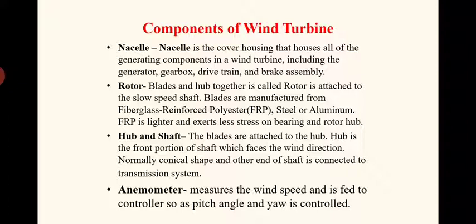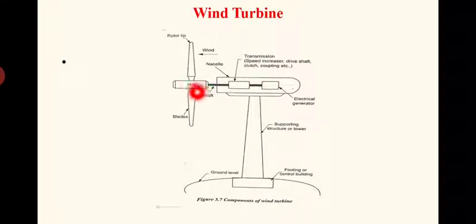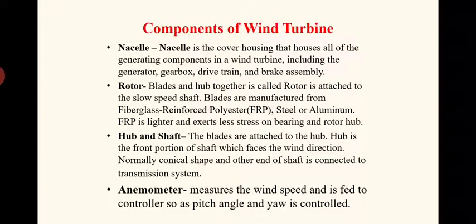Now next is hub and shaft. You can see it from here. This is the hub, and to the hub the shaft is connected. Based on the rotation of these blades, the hub also will be rotating. That rotary motion is finally transmitted to the shaft. That shaft will in turn be connected to the transmission mechanism. Within that transmission mechanism, we will have the gear arrangements to control the speed.